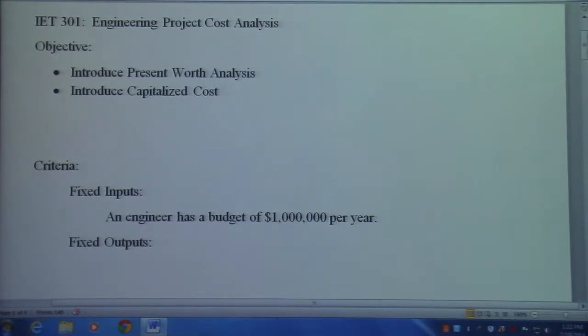So in this case, a good example of this, as a kind of artificial example, is an engineer who needs to buy a new computer. We see that in this case, the computer is the fixed output, so we want to minimize the inputs, that is, the cost associated with that new computer. The other possible thing that we might run into is a situation where we have neither inputs nor outputs fixed.